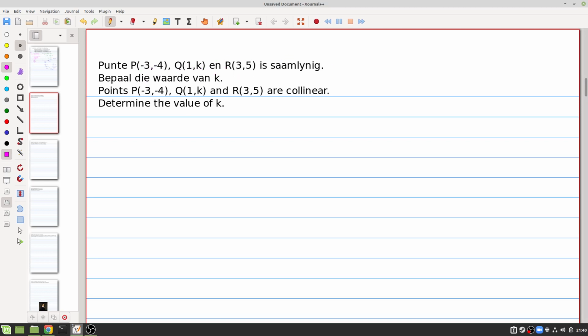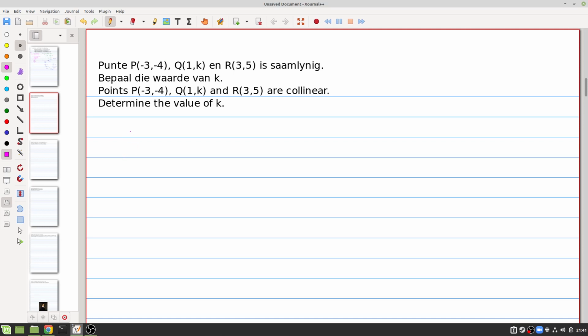Okay, or in English, points P, Q and R are collinear. Determine the value of K. What does it mean if points are collinear? It means the gradient or the slope of PQ and QR and PR, the slope of any combination of these 3 points are the same gradient. That's what collinear means. Okay, so we could just say the gradients are equal for any 2 combinations of points. Selfde gradient vir enige kombinasie van 2 punte.